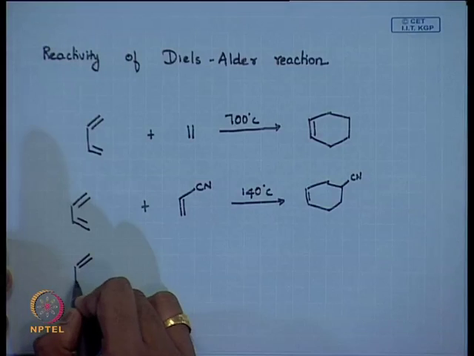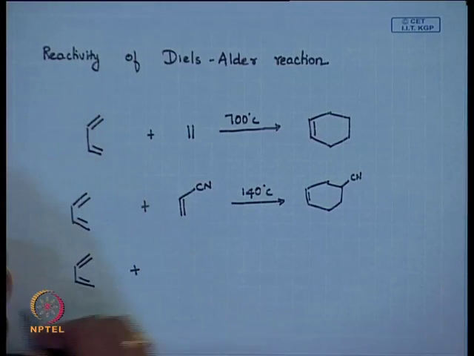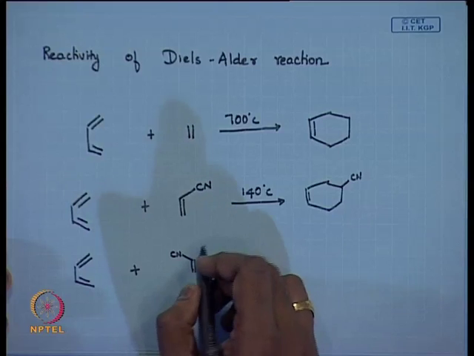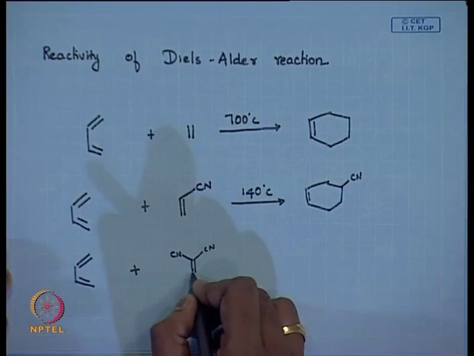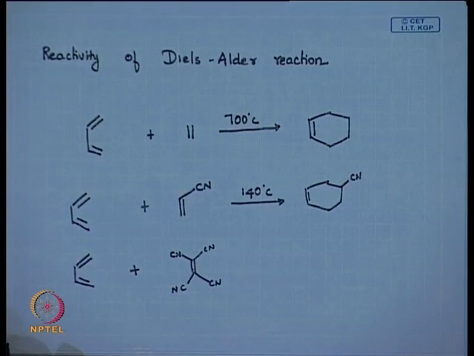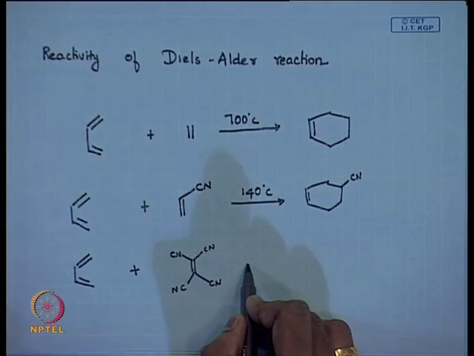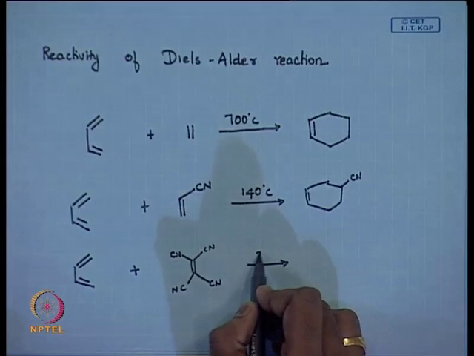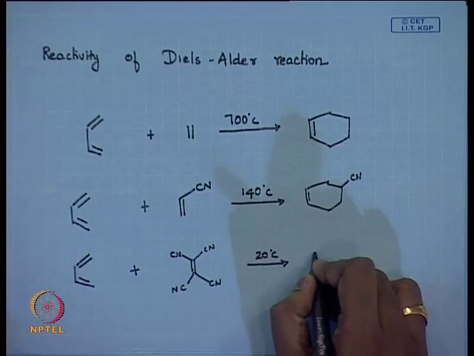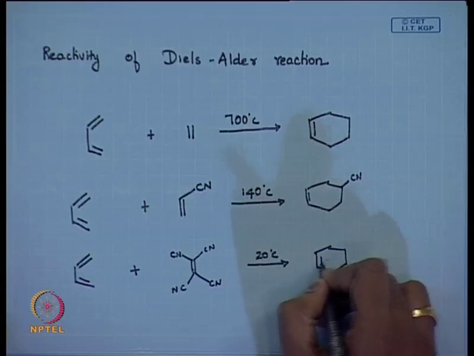Another interesting fact is that if I take the same butadiene, but with a very good dienophile, like tetracyano, all electron withdrawing substituents, okay, you can see this reaction goes in only 20 degrees Celsius, and you get this very interesting product.